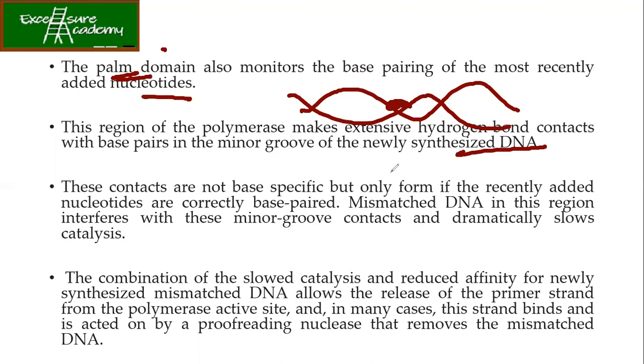Now, these contacts are not base specific, but they only form if the recently added nucleotides are correctly base paired. Now, if suppose there is a mismatch in the DNA, what will happen? It will interfere with the hydrogen bonding with the minor groove contacts, and finally it is going to decrease the rate of catalysis. So the combination of the slowed catalysis and the reduced affinity for newly synthesized mismatched DNA will allow the release of the primer strand from the polymerase active site.